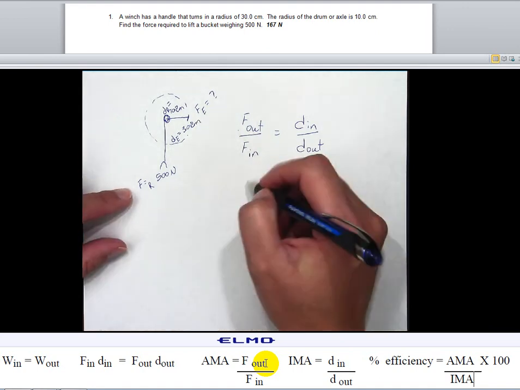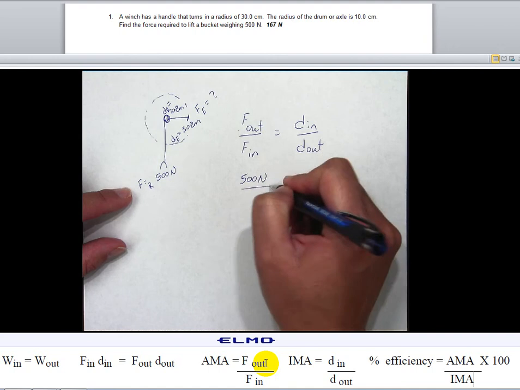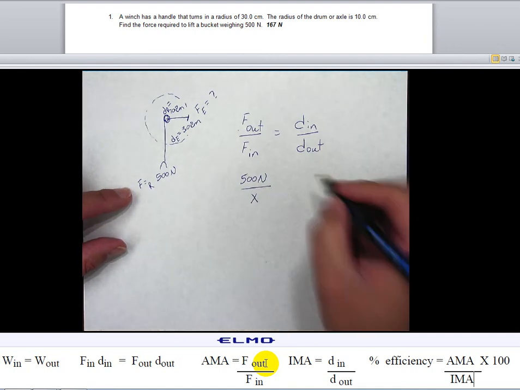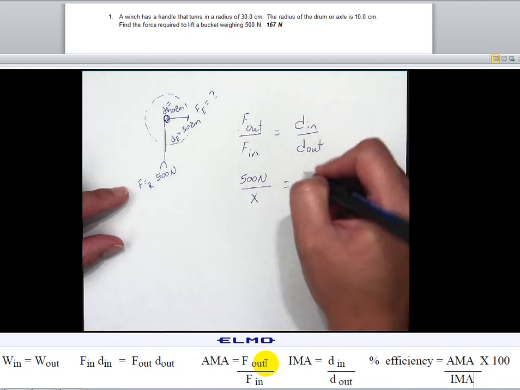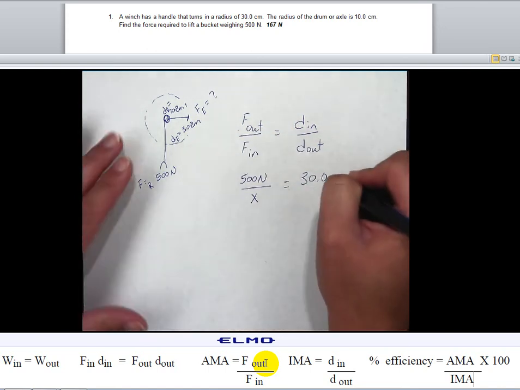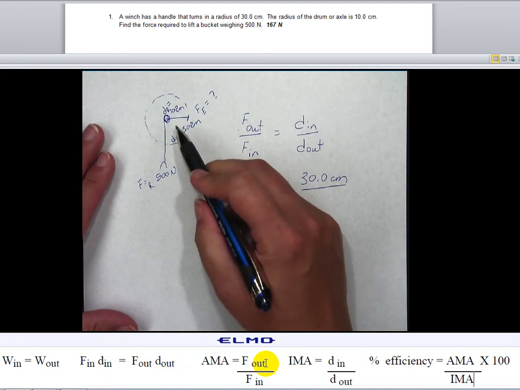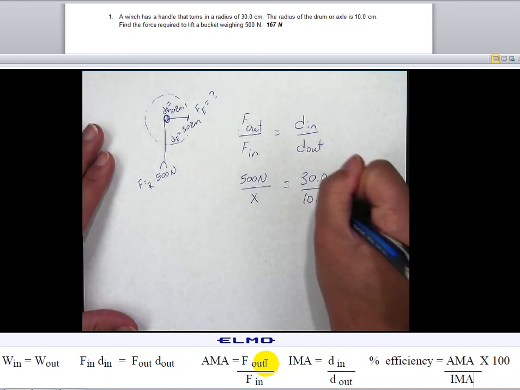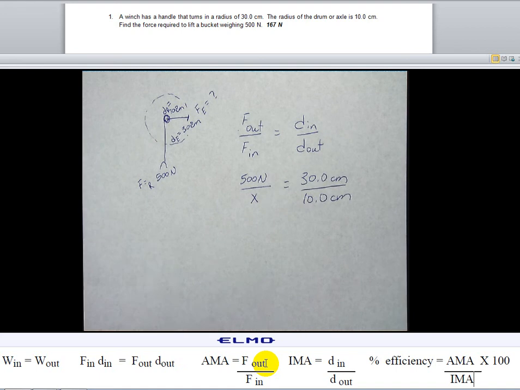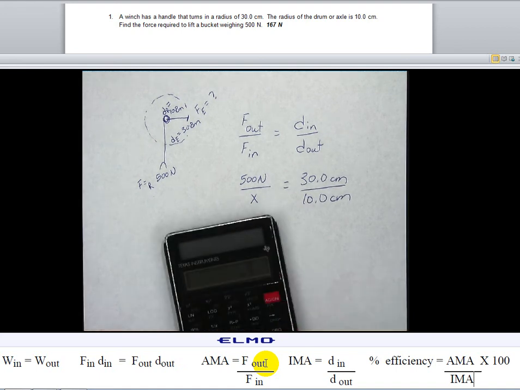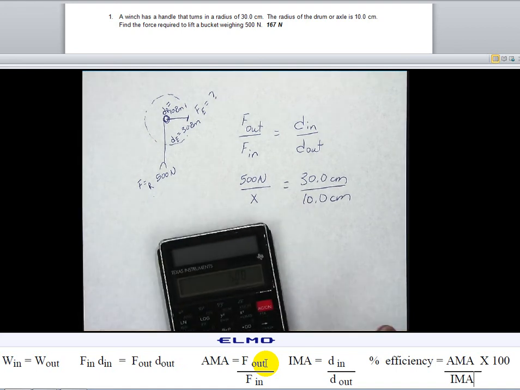Alright, so force out is the same thing as our force resistance, so 500 newtons, over our force in, which will be x, equals our distance in, which is the same thing as distance effort, is 30.0 centimeters, over our distance out, which is 10.0 centimeters. Okay, so now we're just going to cross multiply. If we cross multiply, it is 500 times 10 equals 5,000 divided by 30 equals.